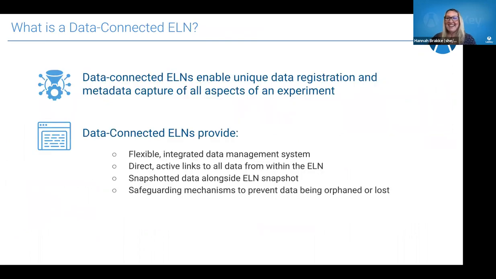So some of you might be asking, what is a data-connected ELN? I've never heard of this before. Really, this is a new industry term that describes the ability to create a unique data registration around the metadata that you're capturing within an experiment, as well as tying that into a notebook entry. These data-connected ELNs will normally provide a very flexible, integrated data management system, centralizing everything and putting it in one place.